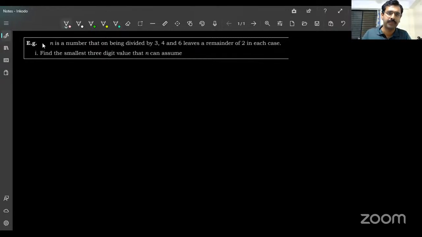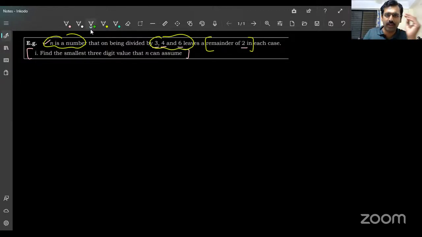It says, n is a number that on being divided by 3, 4, 6 leaves a remainder of 2 in each case. Now, the only question we have is, find the smallest 3-digit value that n can assume. Now, how do we think of that? Forget the entire question. Let me think of it in this manner, that I'm looking for a number which is divided by 3, 4, and 6. So first of all, let's forget about this remainder. Let's think of a number which is divisible by 3, 4, and 6.